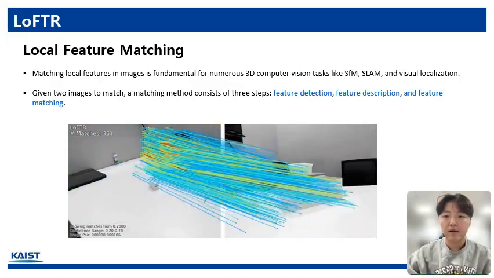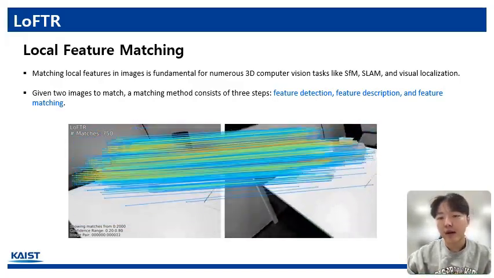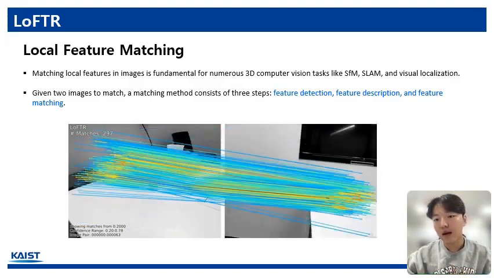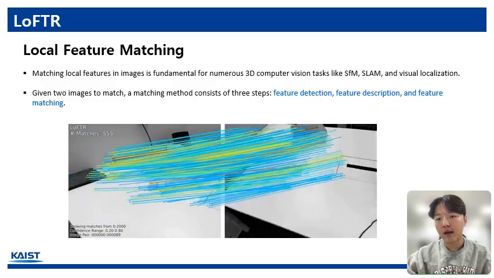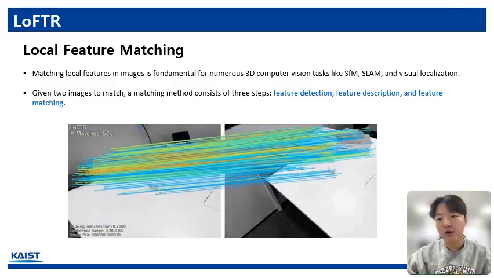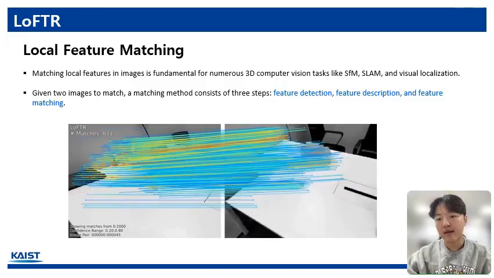First up is feature detection. In this step, we identify characteristic points or regions within an image. These points are selected based on their uniqueness and repeatability. For example, you can look for corners or other characteristic shapes in the image that can serve as reference points.